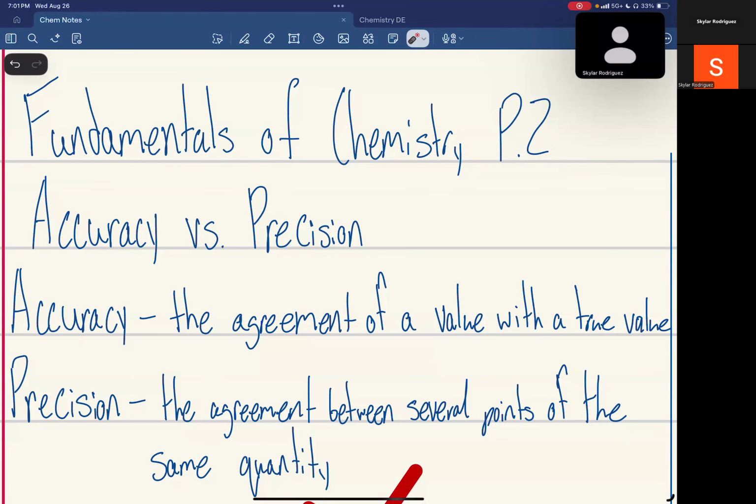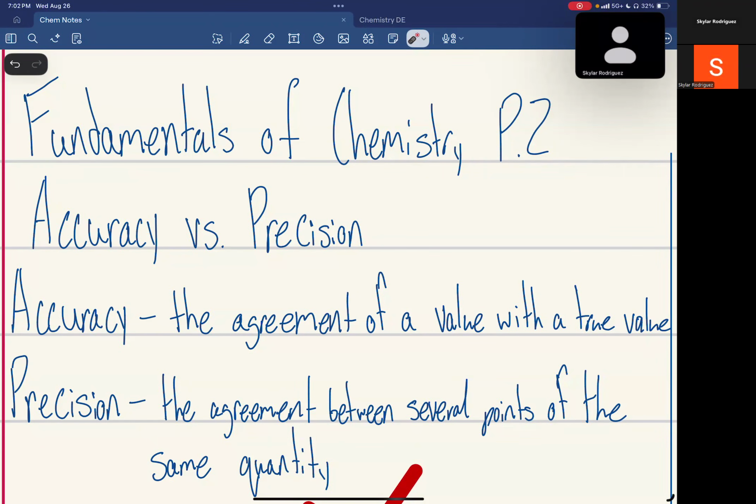As I said last time, this month we'll be focusing on the fundamentals of chemistry. Before we get to the nitty-gritty, there are still several topics to cover, such as understanding the difference between accuracy and precision, classification of matter, extensive and intensive properties, physical and chemical properties, and lastly, significant figures.